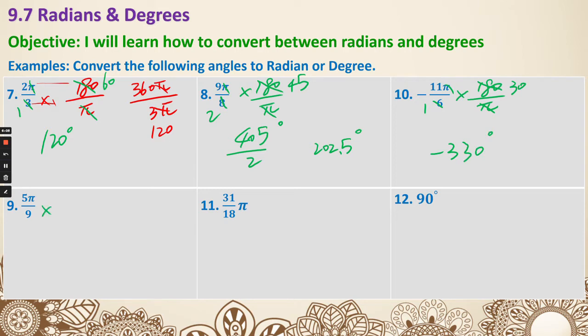Next, times 180 over pi. The pi is gone. Divided by 9, that's 1. Divided by 9, that's 20. So it's 100 degrees. Number 11, times 180 over pi.